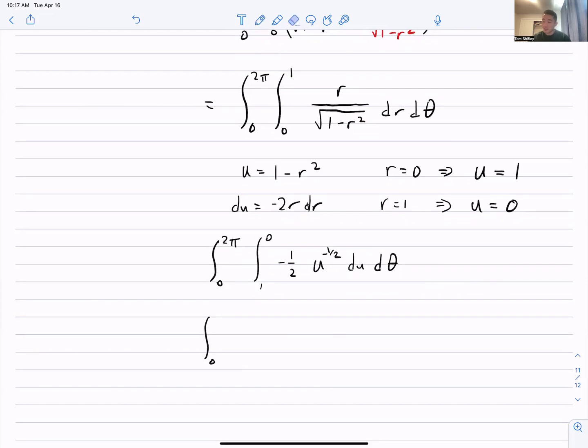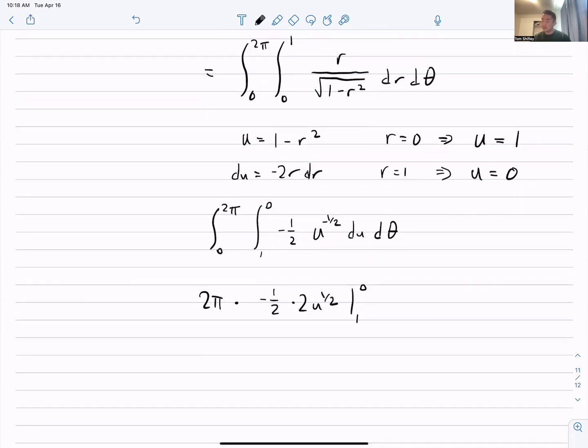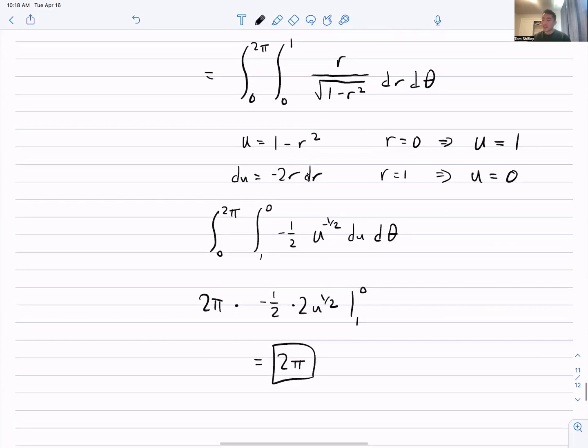So I'm just going to turn the integral for the theta just to 2 pi. 2 pi times, and then you add 1/2, and so it's u to the 1/2. It's going to be negative 1/2, evaluated from 1 to 0. I can just evaluate it. So you add 1, so it's u to the 1/2 times 2, so times 2u to the 1/2, and then evaluated from 1 to 0. If you plug in 0, you get 0, and then we subtract 1, you get 1, and so this is just going to equal 2 pi. And so that's a lot of work.